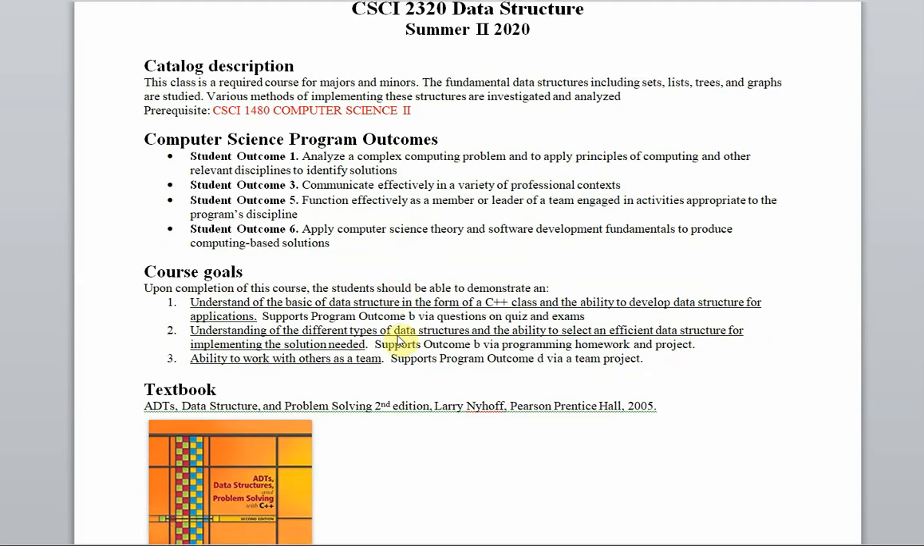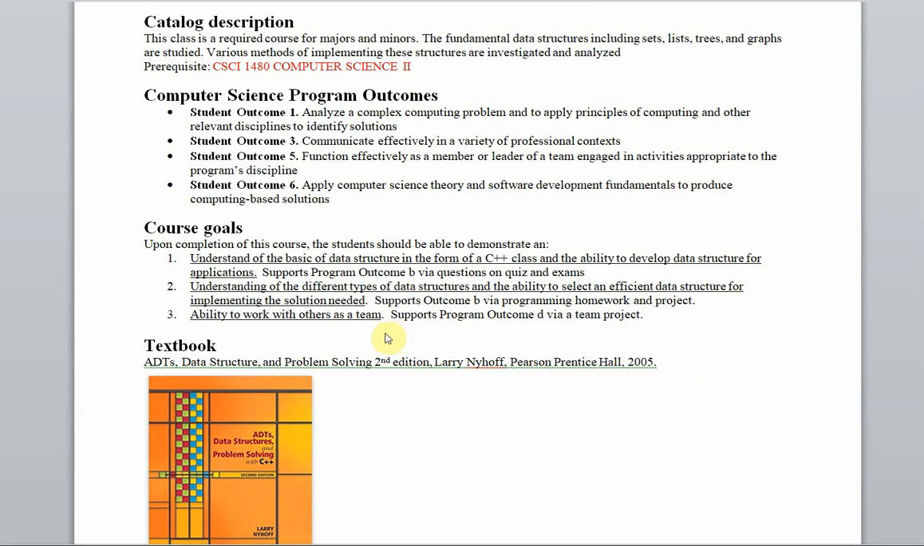The course goals in this class are the following three major things. First of all is understanding the basics of data structures in the form of C++, which is the major language that we use in our department, and the ability to develop data structures for applications. Understanding the different types of data structures and the ability to select an efficient data structure to implement the solutions needed. And therefore, when we are talking about different kinds of data structures, we will start with what kind of scenarios we are facing and why this is going to be the best solution.